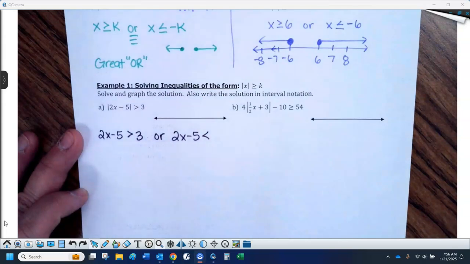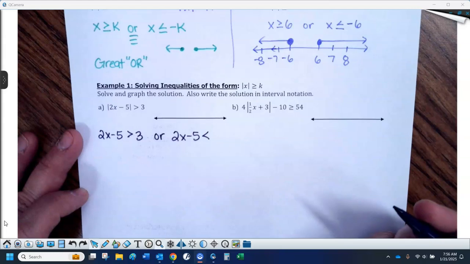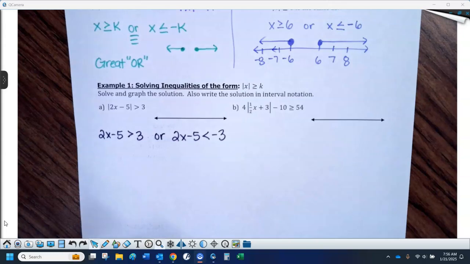So the number here was 3. It has to be a positive number. If it's not, then these definitions don't apply. But flip the sign and flip the number to its opposite.